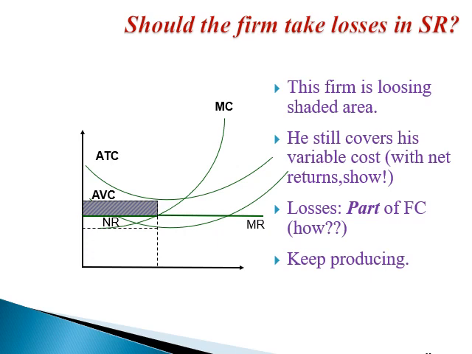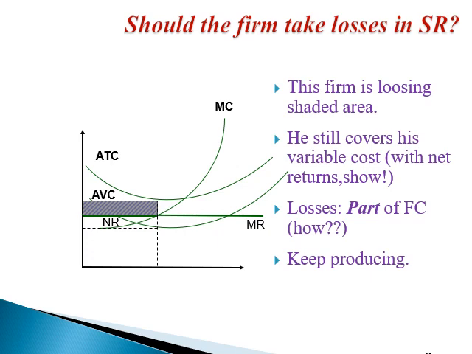Once the market price is equal to the minimum of average variable cost, it means that I am covering all of my fixed cost and none of my variable cost. If I am covering none of my variable cost, it means that I should think. It means that this is the minimum price acceptable for me.